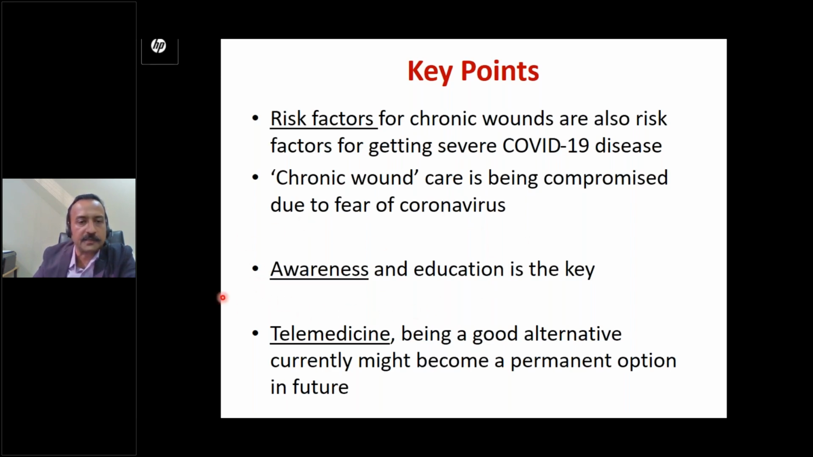But awareness and education is the key. And telemedicine, which is already there, might become a permanent option in the future. So if all the technology is available, slowly it will get accepted. And AI anyway is getting big time into medicine. So AI will augment this telemedicine and will integrate together.